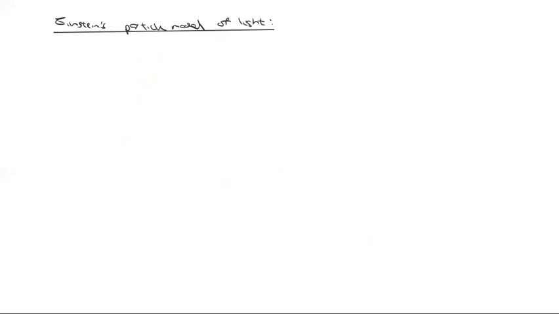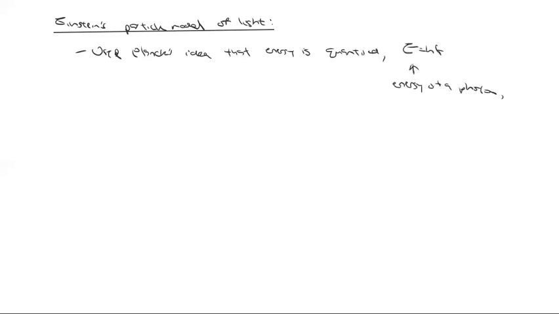So basically Einstein used Planck's idea that energy is quantized. And that E equals hf, where E is the energy of a photon. And where a photon is basically a particle of light.